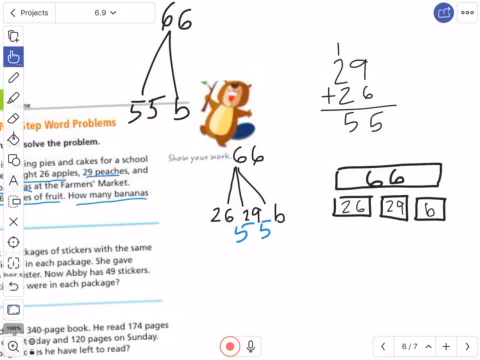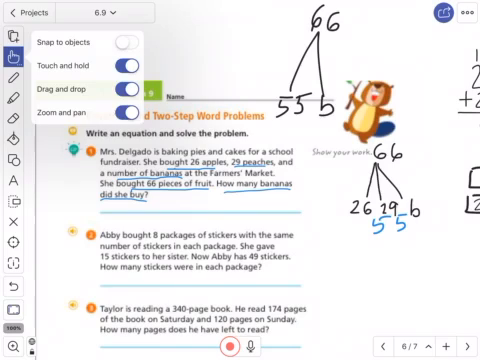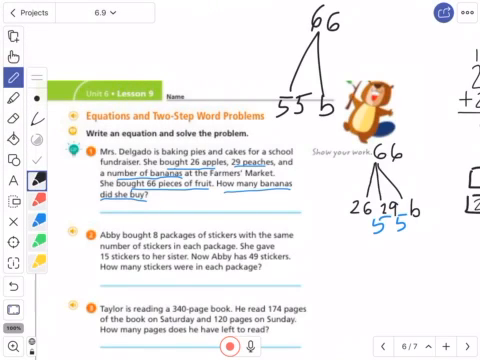So now my equation is 66 minus 55 equals, because it kind of goes back to relating addition to subtraction. Basically doing the opposite to get what I want. So 66 minus 55 equals 11 bananas.